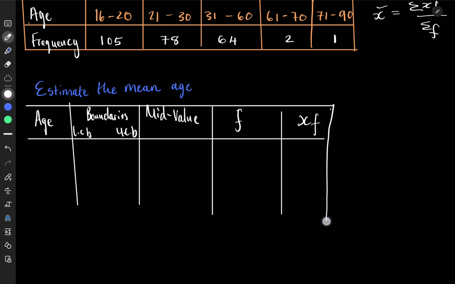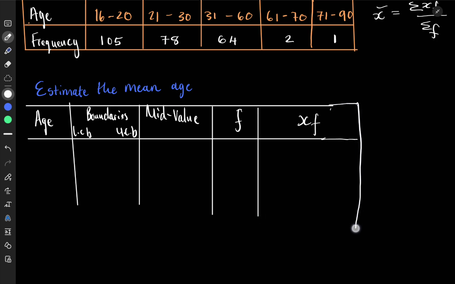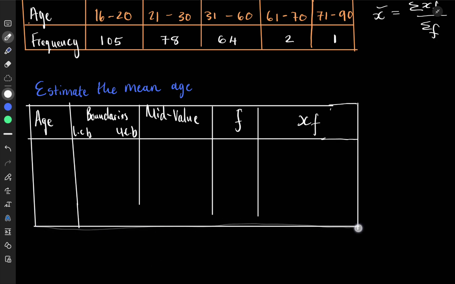I need this table for me to be able to find it. Okay, this XF again should be quite big. F doesn't have to be big, but XF should be quite big. Okay, so XF and mid value, don't forget to make them big. Now we put our values like that. Then we put a line.